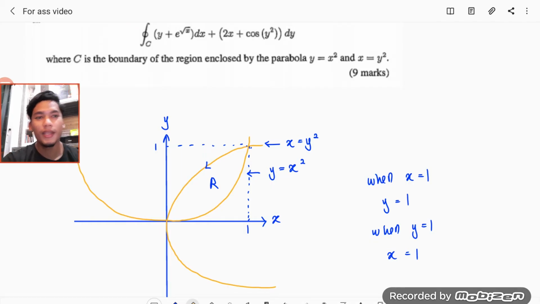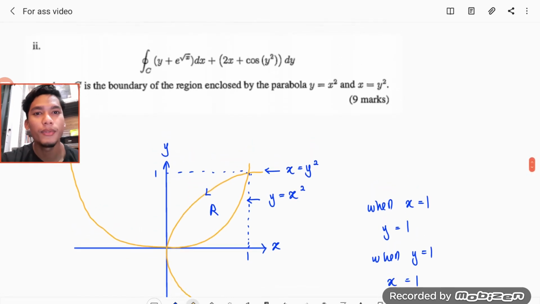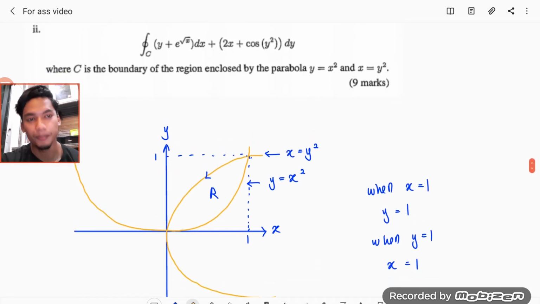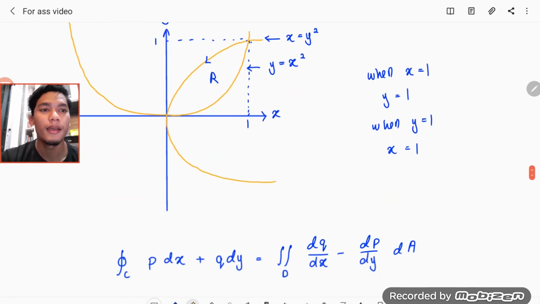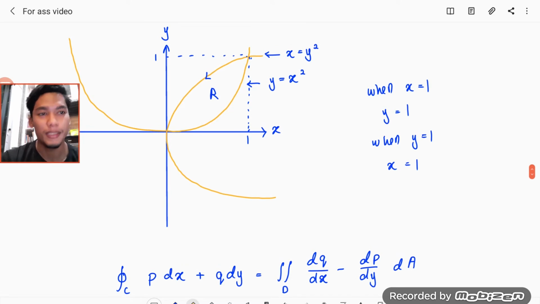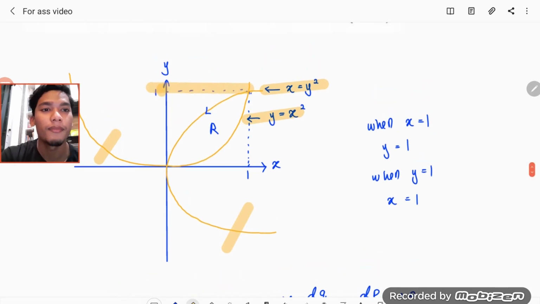Okay, Assalamualaikum. For my part, I will explain to you the second question of Green's theorem. You can see the equation they have been given and the equation for the graph. And then the graph will be like this. This is the first parabola, and this is the second parabola. This is their equation. And then the intersection points are (1, 1) and (0, 0).